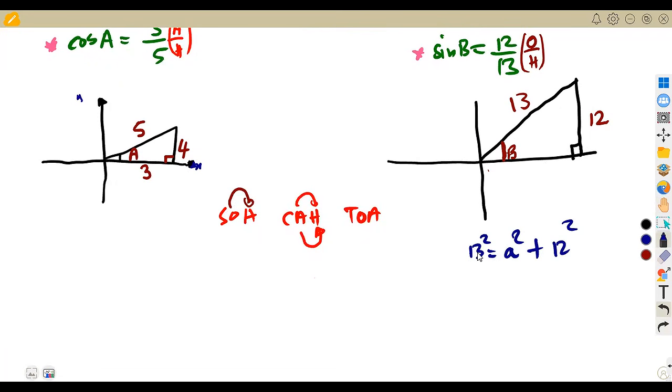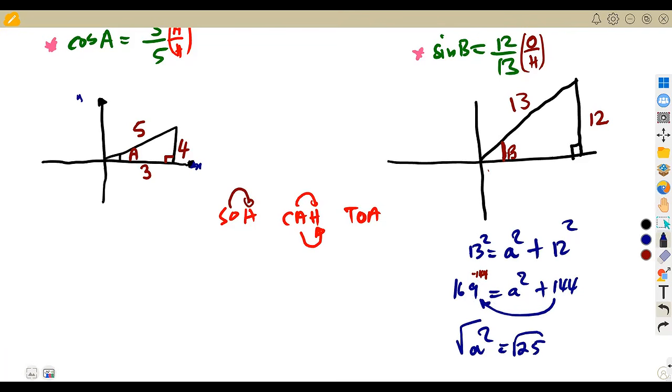So that's it. 13 squared, which is 169, is equal to a squared plus 144 for 12 squared. Then you can transpose this to the other side so that it becomes a negative. So that will be 169 minus 144 in this case. And this will give us a squared is equal to, if you subtract these two, 25. All right, then take the square root of both sides, meaning to say our a is going to be plus or minus 5.